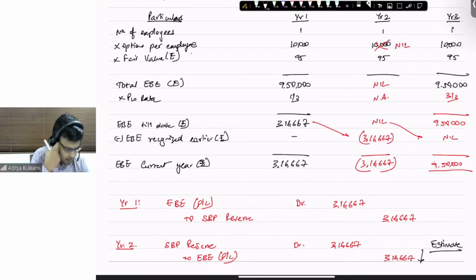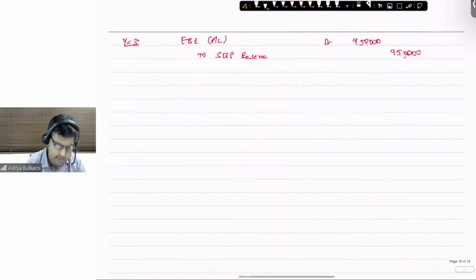Okay. Because ultimately you will ask the question, SBB reserves, why are we taking it back to P&L when in the previous case we had taken it to retained earnings? This is different, that is different. Those are lapsed. This is reversal of an estimate. Okay, so they are two different things entirely. All right, so that takes care of this part.